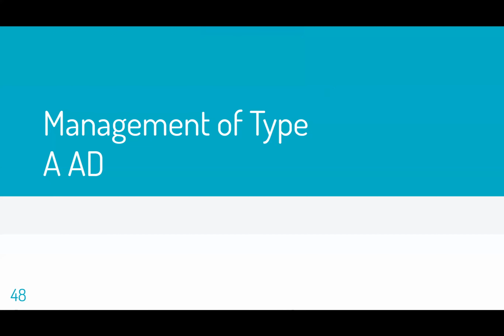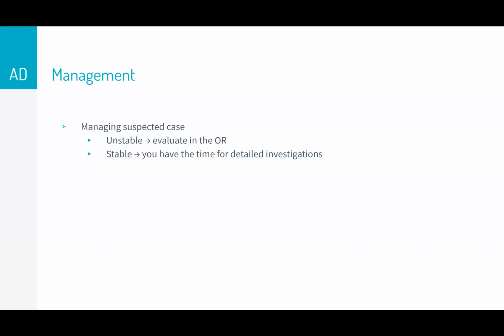So for the management of type A aortic dissection, first you have to categorize the patients: either the patient is unstable or stable. If the suspected case of aortic dissection is unstable, with a high risk likelihood, as we said, you should take him to the OR immediately and do your transesophageal echo. It's a surgical emergency. He has to undergo a surgical repair.